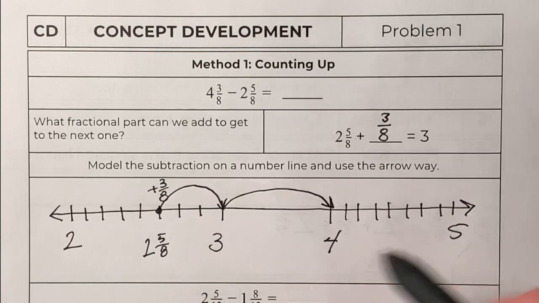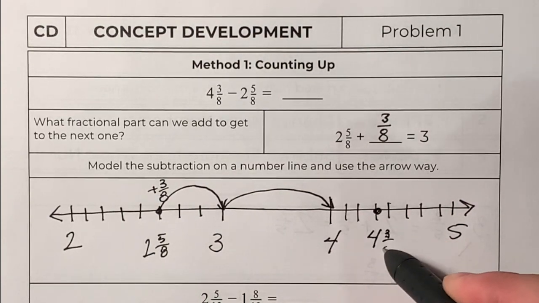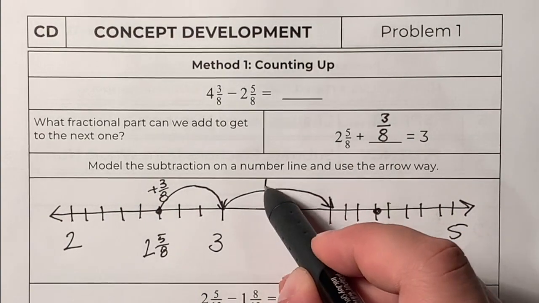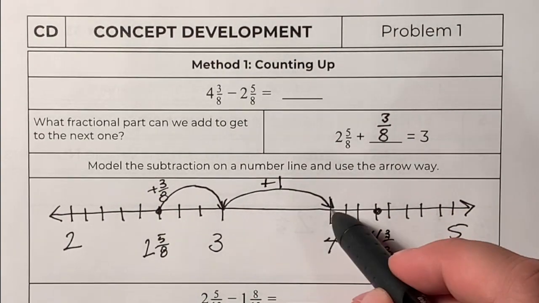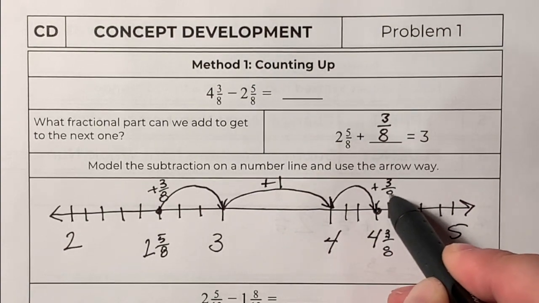Remember, I'm only stopping at 4 and 3/8, so I know that my answer is going to be here. I'm not just going to jump to 5. I'm going to jump to the next nearest whole number, plus 1. And then I need to add another 3/8 here.